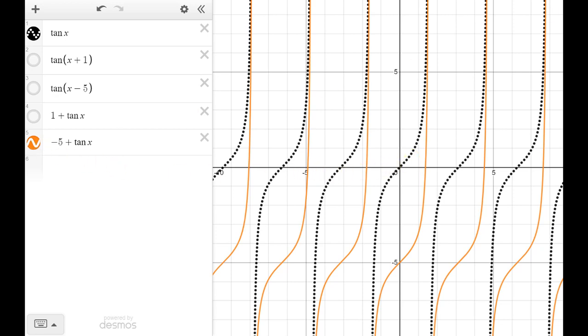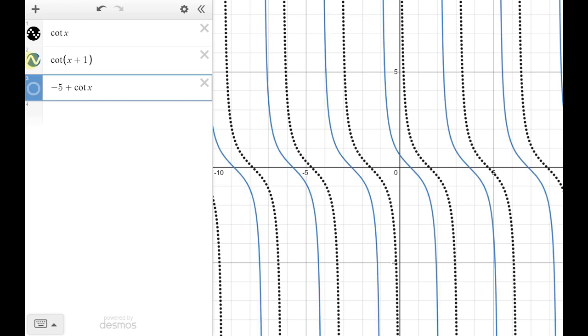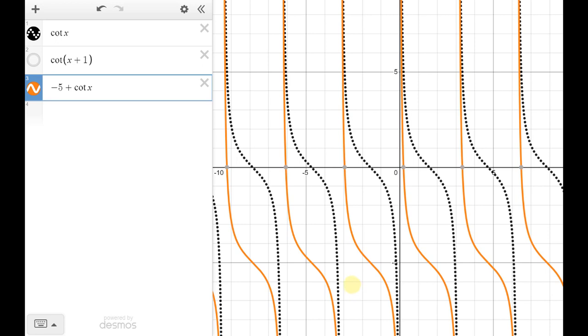And maybe I'll show you this also with cotangent. So now I have the graphs of cotangent here. I'm not going to show all those examples again, but if I do cotangent of x plus 1, we would expect that to move cotangent to the left 1. So it's over here, and we can see that that still works. And then with negative 5 plus cotangent of x, I would expect that would move cotangent down 5, which is what it did.